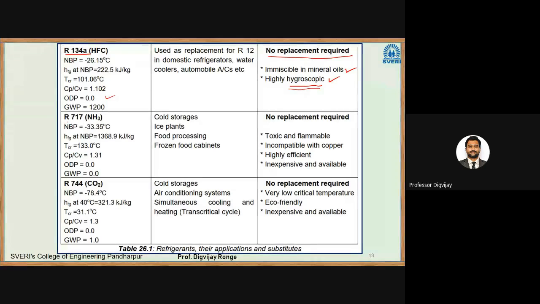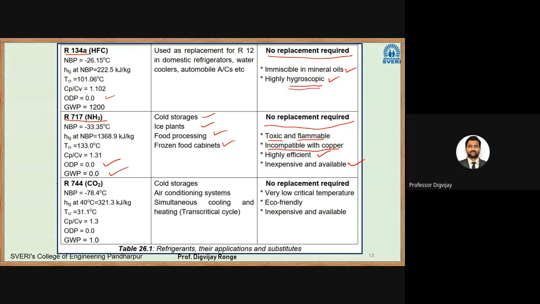Then we have R717, which I just explained, that is ammonia. It is used in cold storage. You can see its ozone depletion potential is zero, and its global warming potential is also zero. It is used in cold storages, ice plants, food processing plants, frozen food cabinets. Here also no replacement is required. I told you that it is highly toxic and flammable. It is also incompatible with copper, so we cannot use copper tubes.